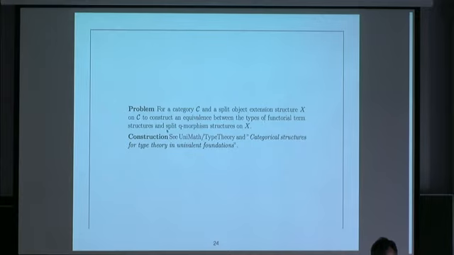To construct an equivalence between term structures and split Q morphism structures, between structures of these two kinds. There is a construction outlined in the paper and formalized in UniMath. Now, there are two interesting things about this construction. First of all, it does not work in set theory.